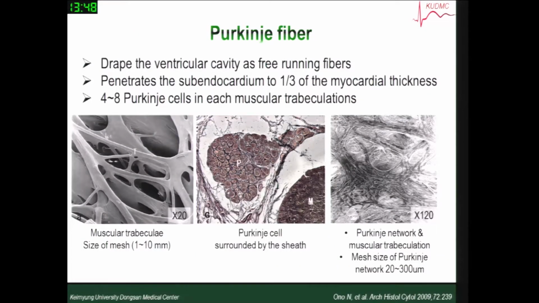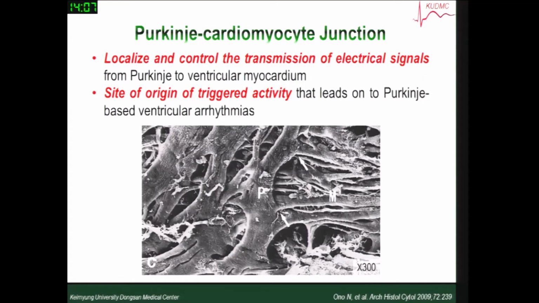And the Purkinje fibers. Purkinje fibers are draped over the ventricular cavity as free-running fibers. In human studies, they penetrate the subendocardium about 1/3 of the myocardial thickness. Each muscular trabeculation has 4 to 8 Purkinje cells. They can be isolated with connective tissues. There's a lot of mesh network between the muscular structure and the Purkinje system.